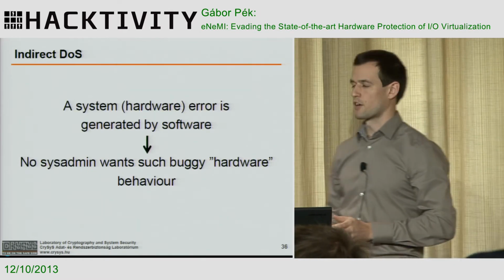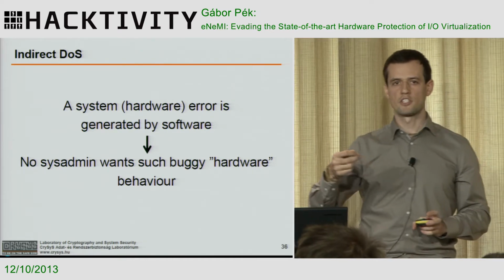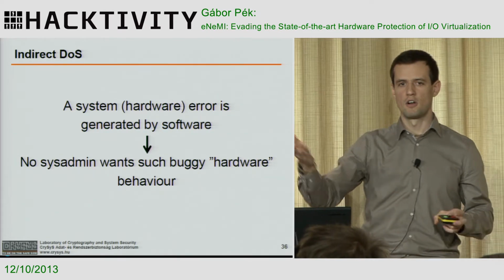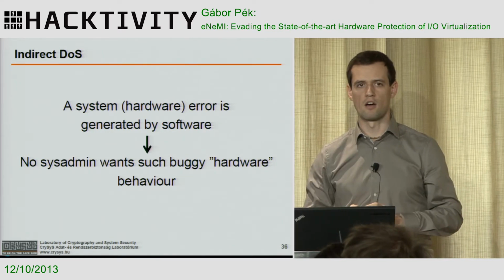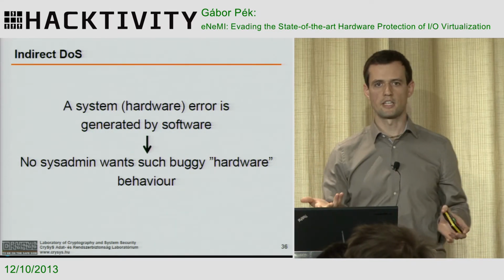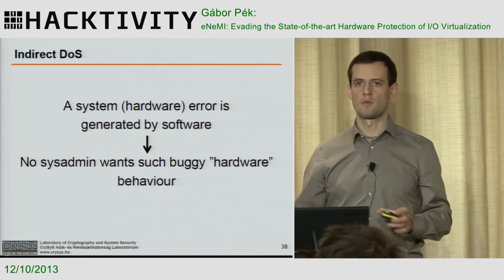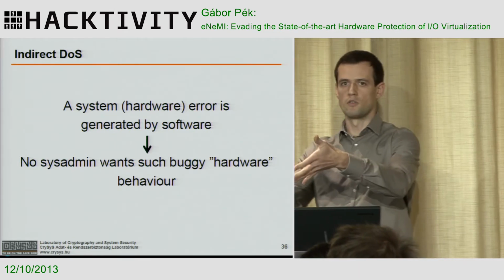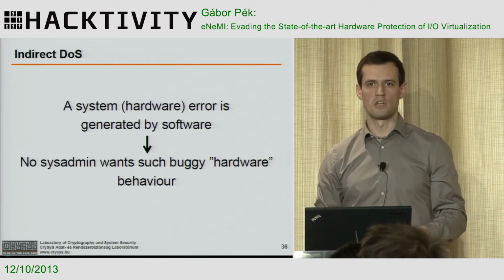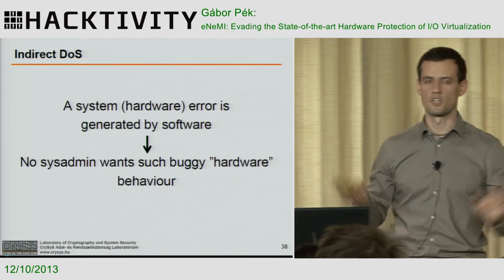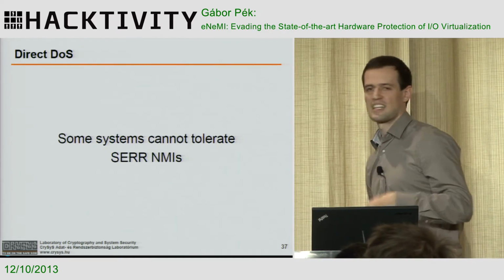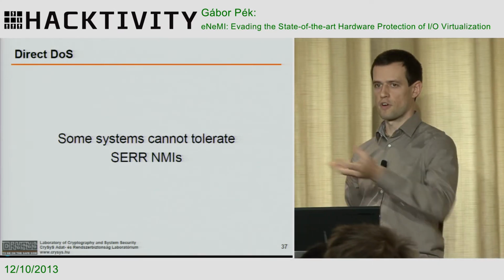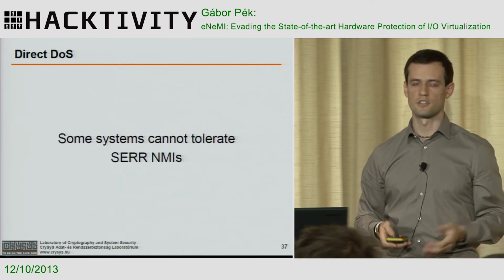So the first one is indirect DoS. A system hardware error is generated by software, and something is reported towards the admin. No system admin wants buggy hardware behavior. So when I have a buggy driver or buggy hardware, system admins want to change it, right? And if, for example, you are in a cloud and you have a pass-through device and the sysadmin sees that you basically have a device that is buggy, for sure he won't like it. So this is the indirect DoS version. Some systems are configured so that they cannot tolerate system error non-maskable interrupts. So basically, this is a system DoS. For example, you can deny service to the entire system.